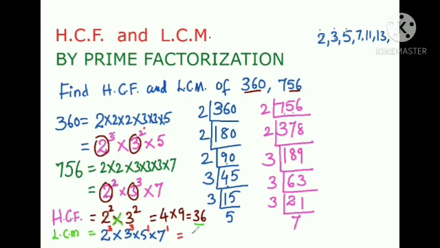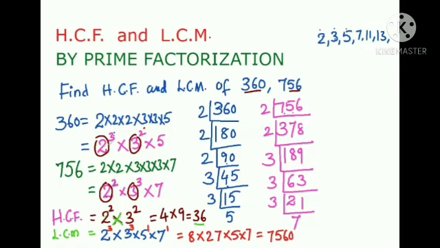2 cube means 8, 3 cube, 3 into 3 into 3, is 27, and 5 power 1 is 5, 7 power 1 is 7. By multiplying all these, we will get 7560. This is the LCM of the given numbers.